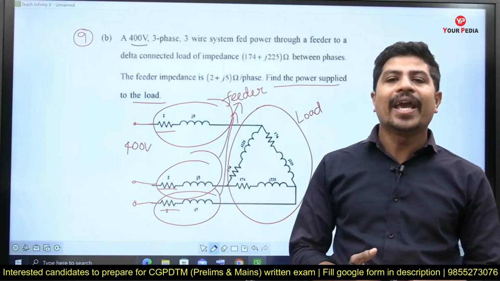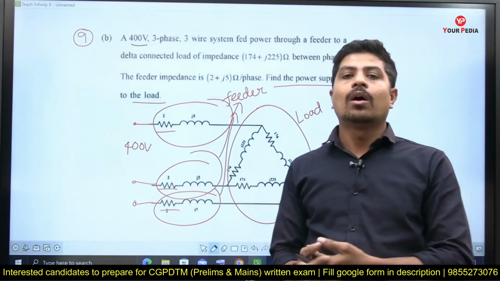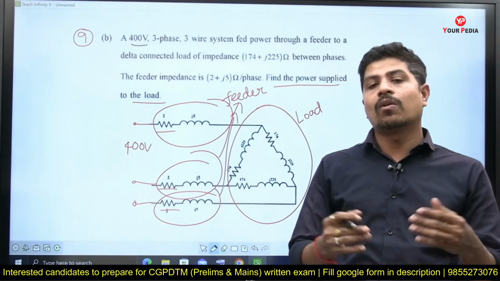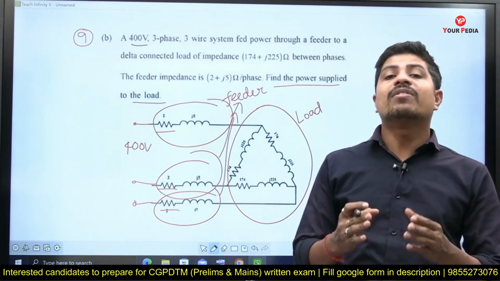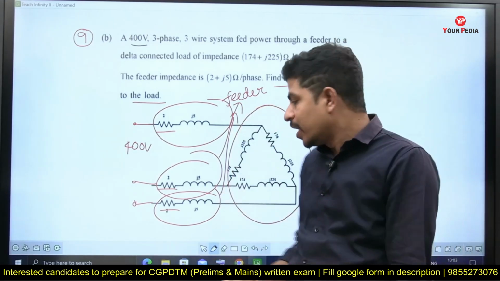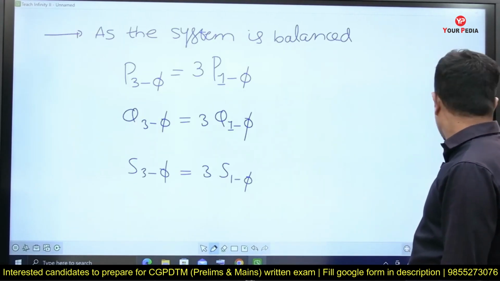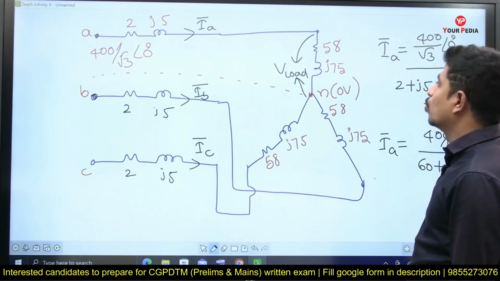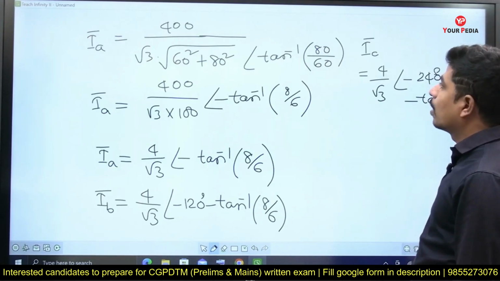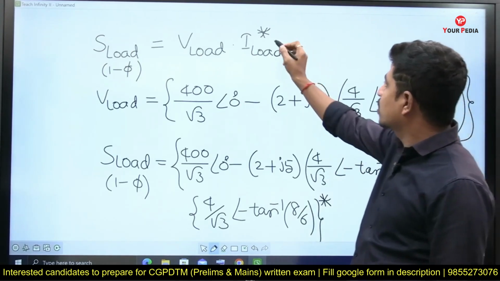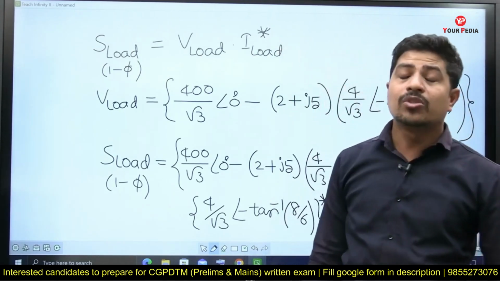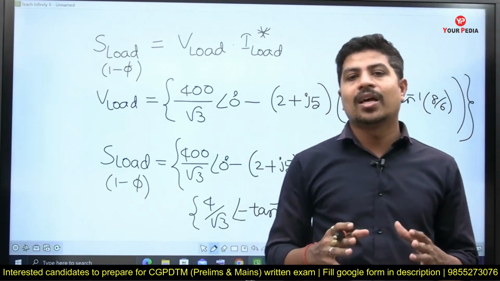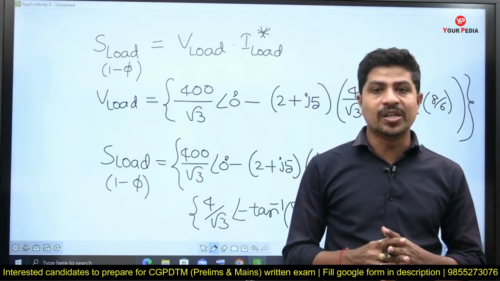Then we got IA. We have V load. How to get V load? V load is equal to V source minus drop of phase A. Then we got V load. So S is equal to V phase into I phase conjugate. You should never forget this conjugate. If you forget this conjugate, you get exactly the negative answer for Q. I mentioned the formula here. This conjugate is very important. So this way we have to write each and every point to obtain full marks in the descriptive paper of CGPDTM. Thank you.